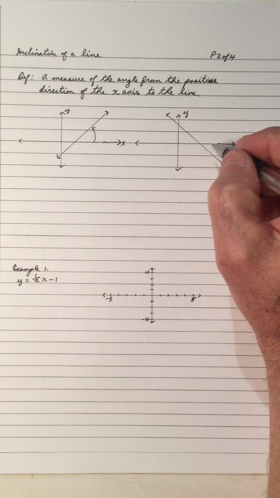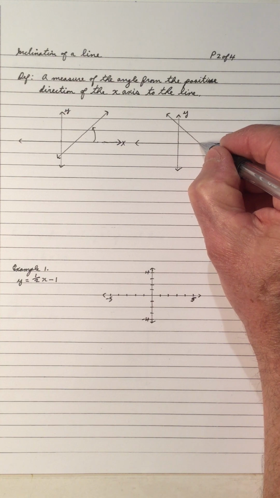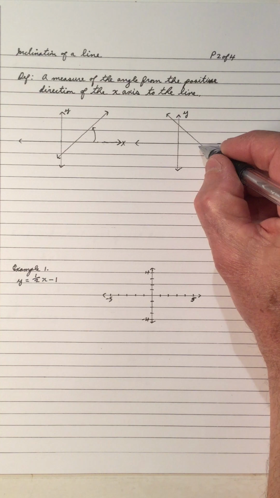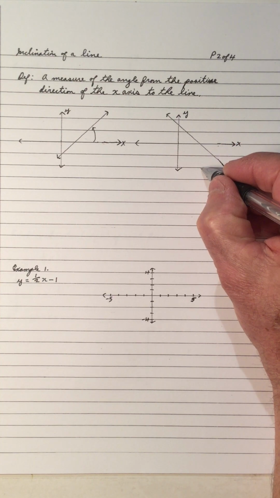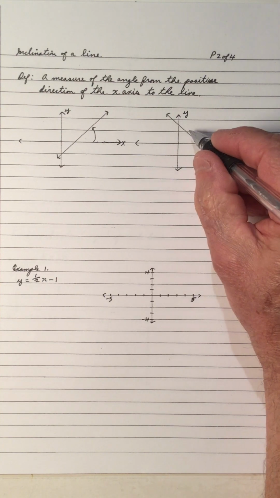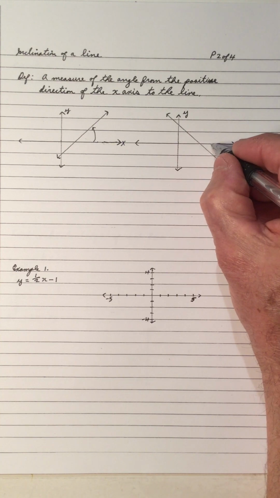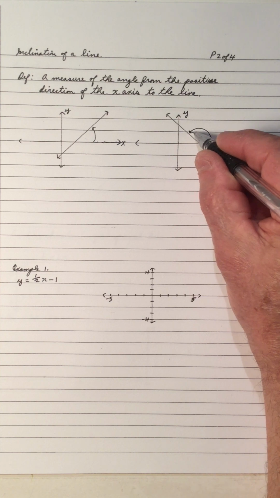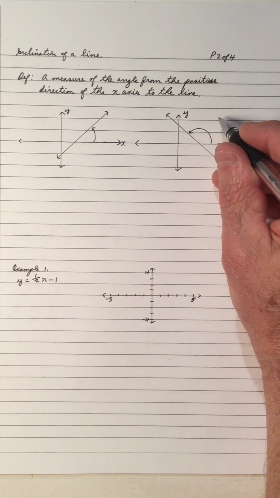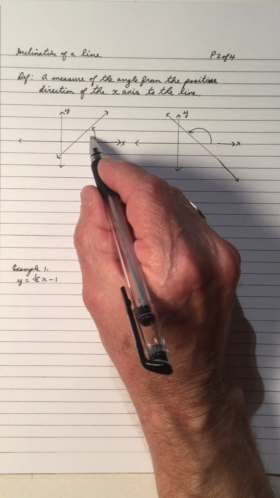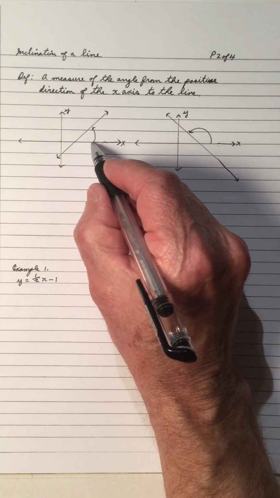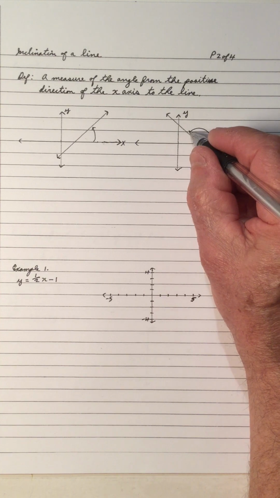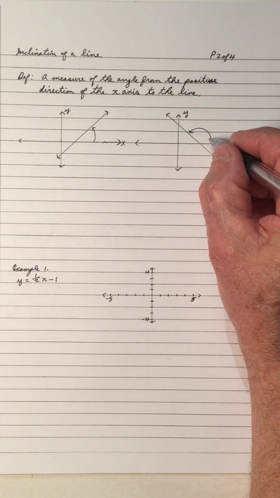Notice that the slope of this line is negative because you go up, which is positive, and go left, which is negative. Or you can go down, which is negative, and to the right, which is positive. So this line has a negative slope. The angle of inclination from the x-axis in the positive direction is there. So notice when the slope is positive, this angle is acute. And when the slope is negative, the angle of inclination is obtuse.